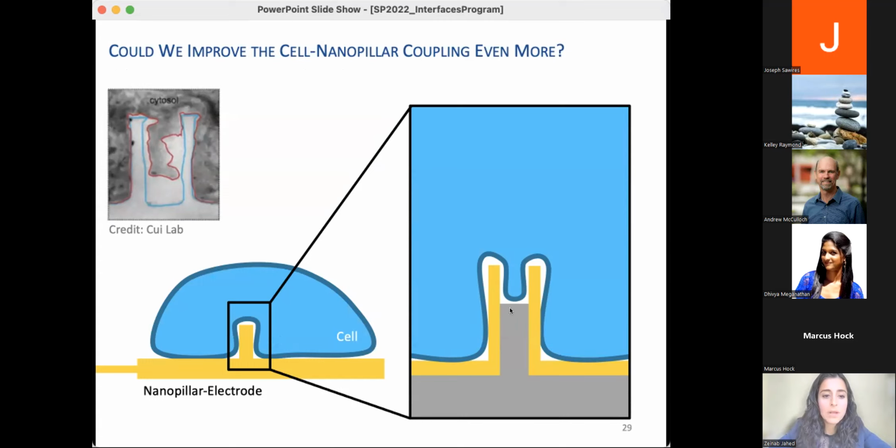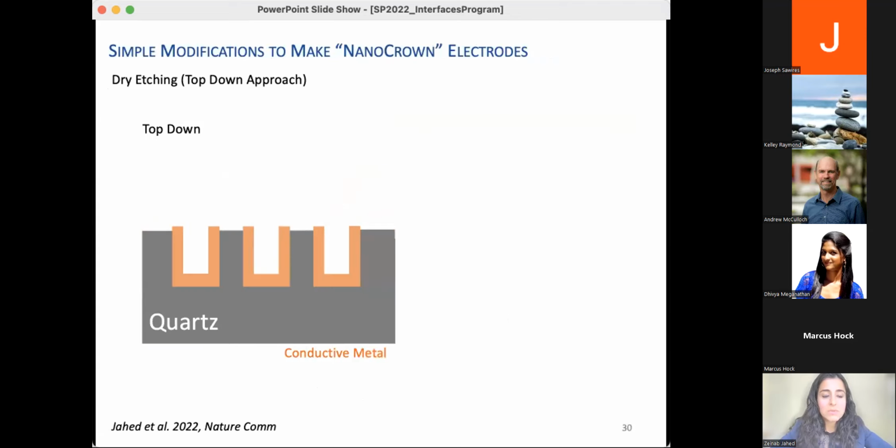And so we thought of this new shape for electrodes. Because the cell protrudes into the pillar, but not all the way, could we make these new structures called nanocrowns or semi-hollow nanopillars, where the cell membrane would protrude into the hollow opening and actually form more attachments with the base of our electrode? With this, you can get a very tight seal between the cell and the electrode.